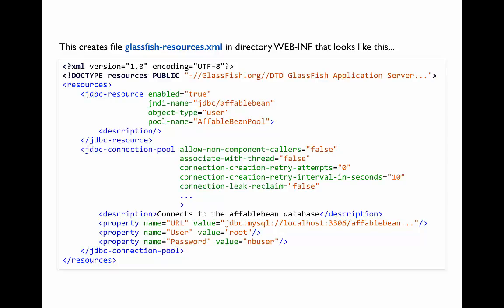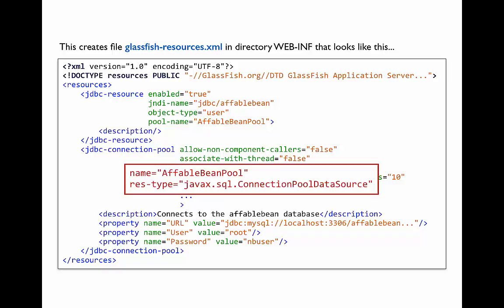When you have finished with the wizard, your glassfishresources.xml file should look something like this. Most of this is easy to type in yourself, except for the long list of JDBC connection pool attributes. Two attributes that are not shown here, but that you might want to double check, are the name and res-type. Name should be AffableBeanPool, and res-type should be Connection Pool Data Source.